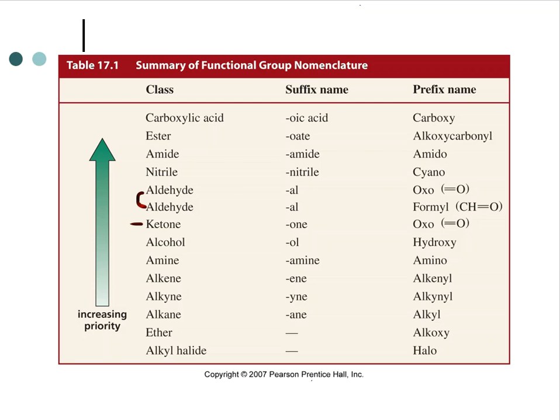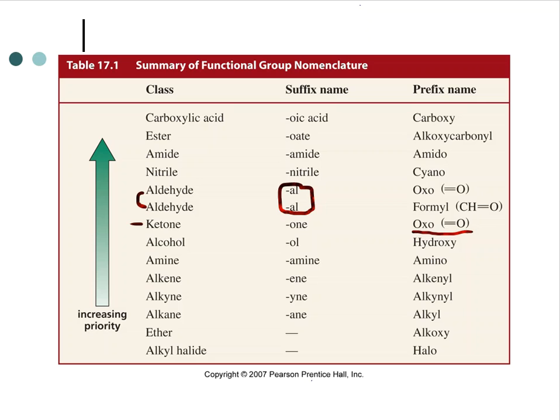So the aldehyde means that I'm going to end the name in the AL ending because I'm going to name it as an aldehyde. And then the ketone part, I'm going to have to name in some fashion, and what we do is the prefix name. We name it like a substituent. So wherever the ketone is showing up, we're going to use the oxo name.